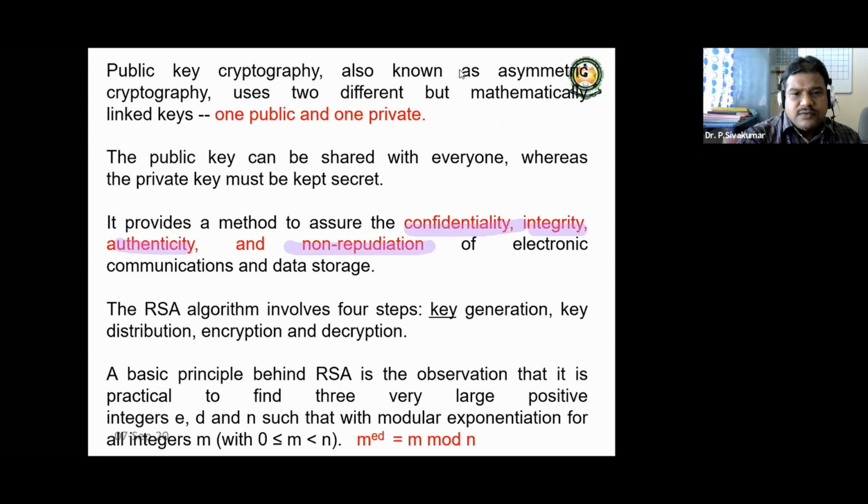Type in the chat box, or anyone unmute your audio and give the answer. How to provide confidentiality, because two keys are used. What is the encryption, decryption? Okay, how will we achieve confidentiality?